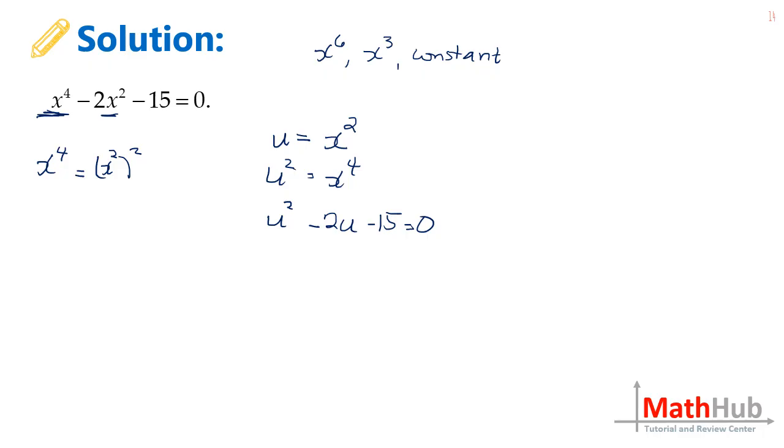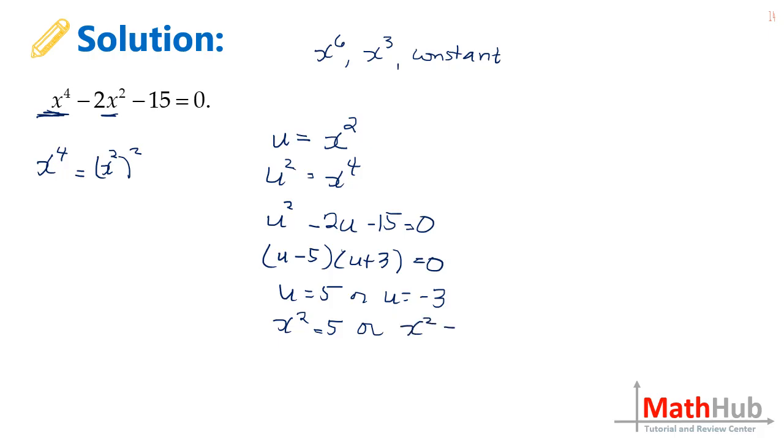This is now just easy to factor. This is u minus 5, u plus 3, which means that u is 5 or u is negative 3. However, remember that we are solving for x, so don't forget to substitute. u is x squared.